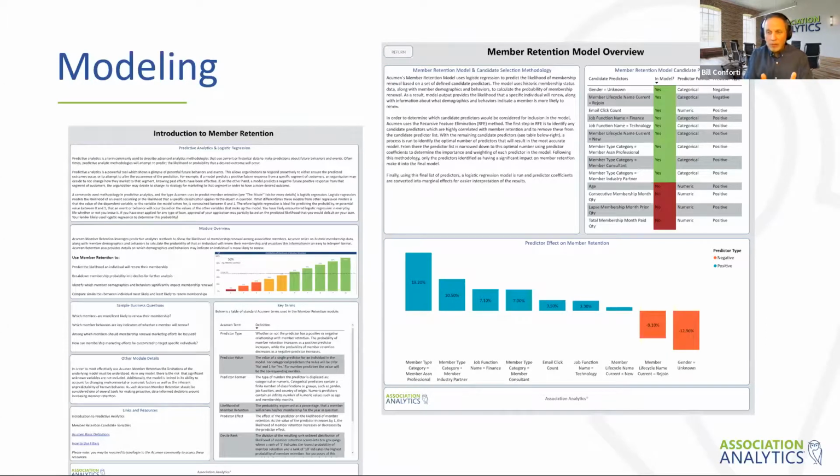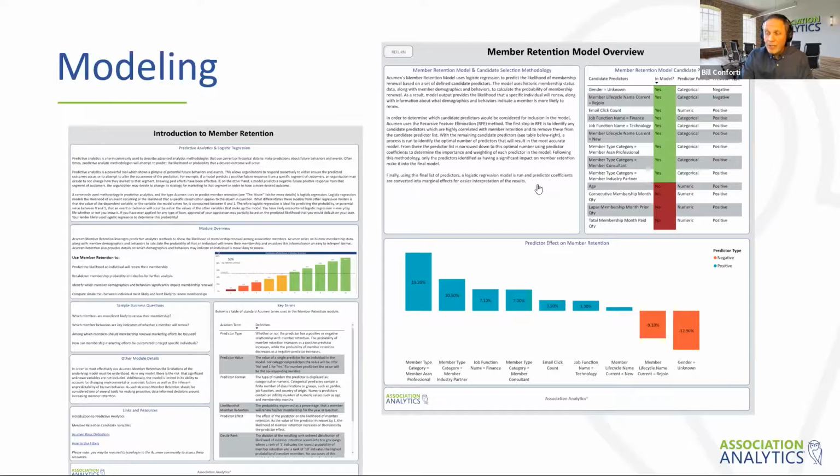So we talked about logistic regression. These are screenshots from Acumen. So there's an introduction to the member retention model. It talks a little bit about the model itself. It talks about what a logistic regression model is. It talks about the key terms that are used on those visualizations.